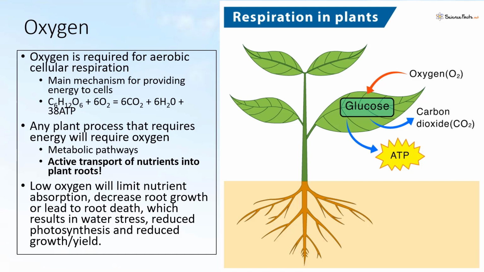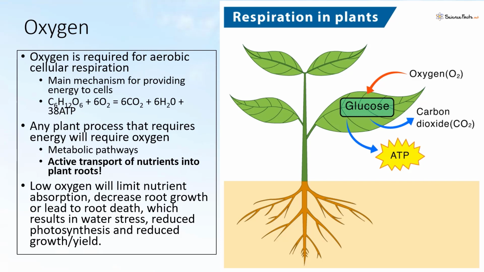So because this is the main mechanism by which our plant cells are creating energy, any plant process that requires energy is going to then require oxygen, right? Because it needs to go through this process. So oxygen is essential for a lot of metabolic pathways that occur in our plants, like the production of different metabolites. And it's also important for the active transport of nutrients into plant roots.